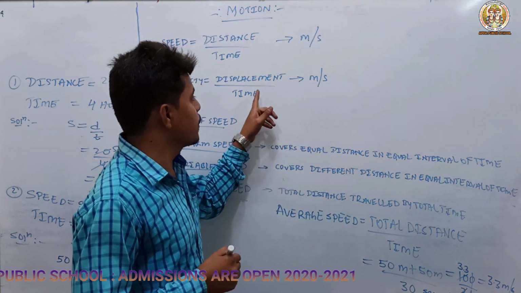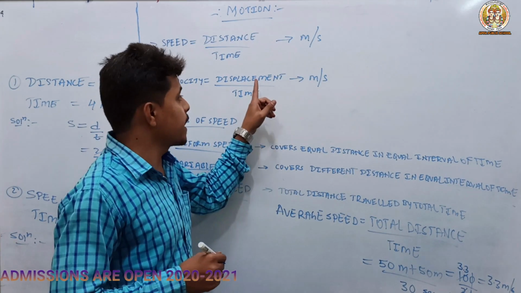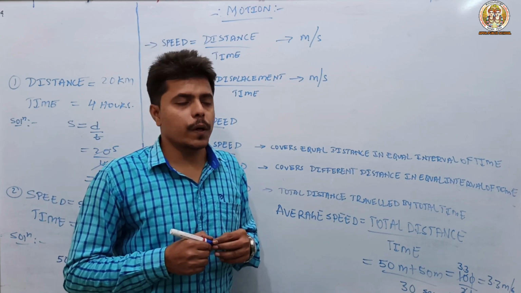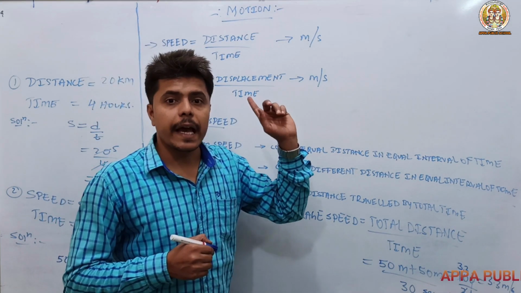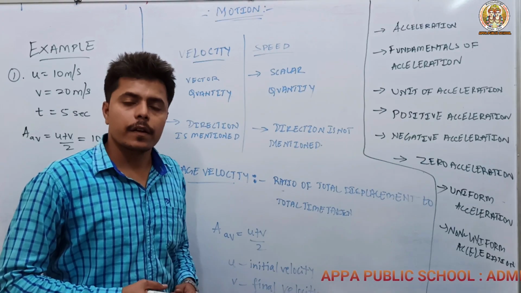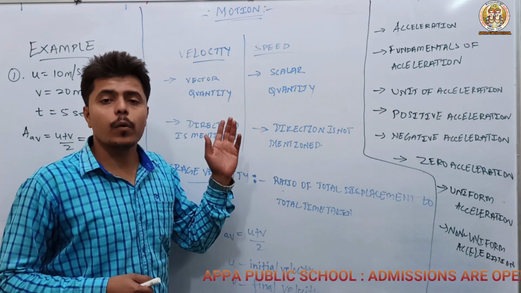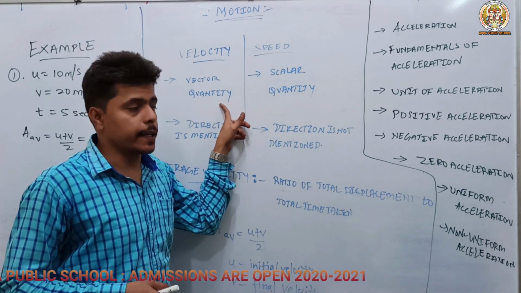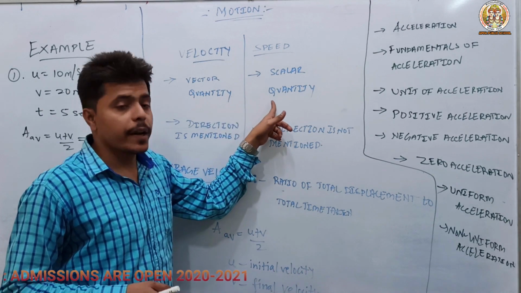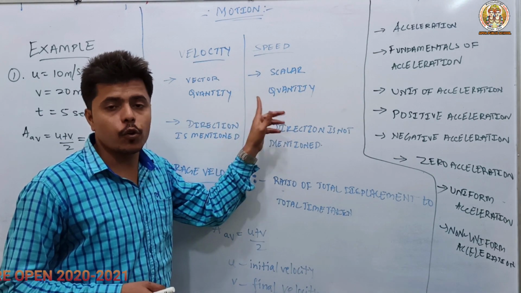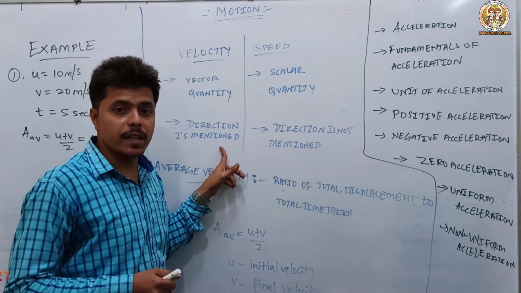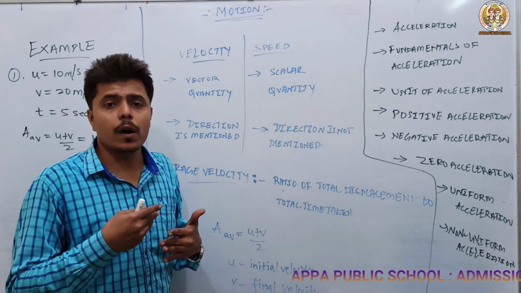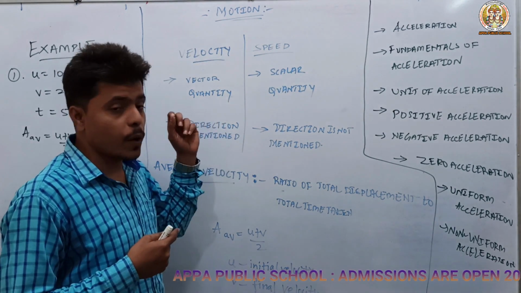Velocity is nothing but displacement by time taken. Displacement can be positive, displacement can be negative, displacement can be 0. So this is about velocity and speed. Welcome back. Now we are going across the difference between speed and velocity. Velocity is a vector quantity having both magnitude and direction, whereas speed is a scalar quantity having only magnitude but no direction. So direction is mentioned in velocity, whereas direction is not mentioned in speed. These are the two main important differences between velocity and speed.